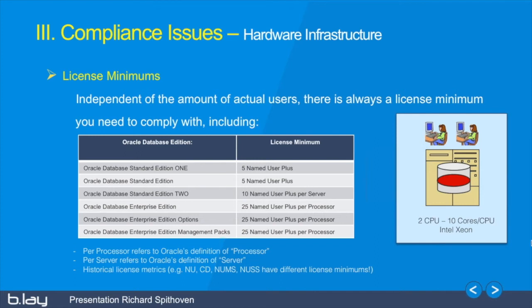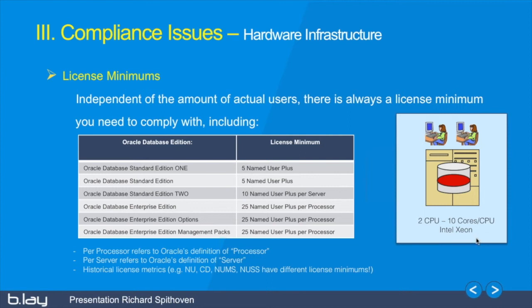Now, what does that then mean in practice? If you look, for example, at this picture, and you would have a development environment where 2 different individuals are making use of the database, it is still not uncommon that people think, oh, I have 2 users, so I need to have 2 named user plus licenses. But since the Oracle Database Enterprise Edition is installed on a machine with 2 CPUs, and every CPU has 10 cores, Oracle would require you to have 25 named user plus per processor as a minimum number of licenses.